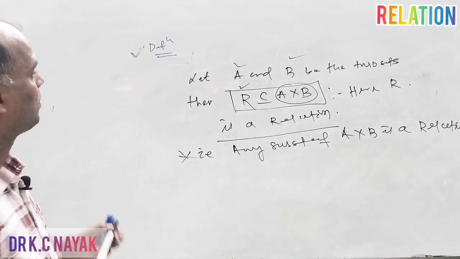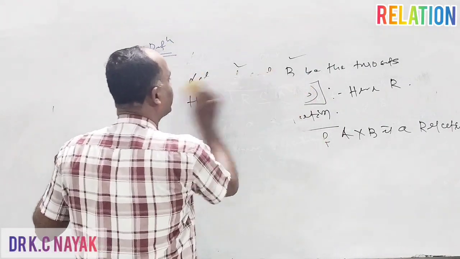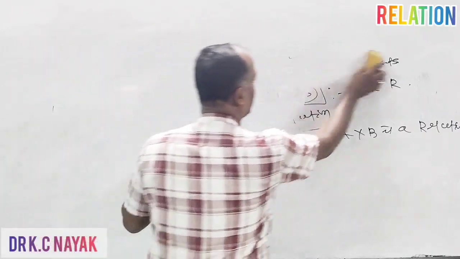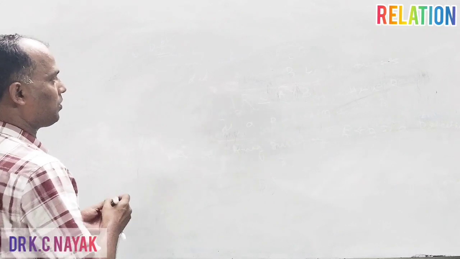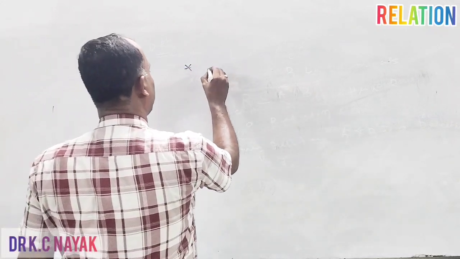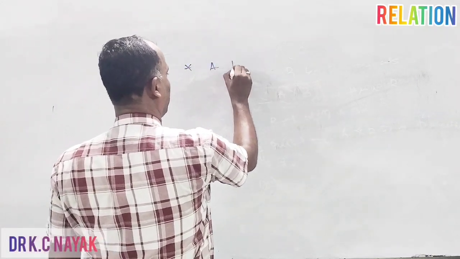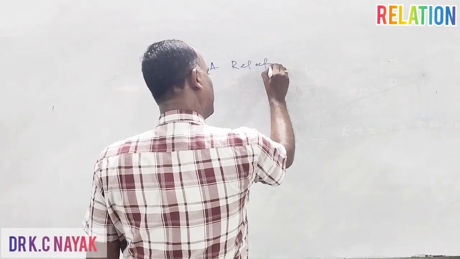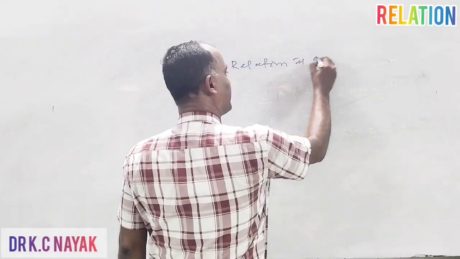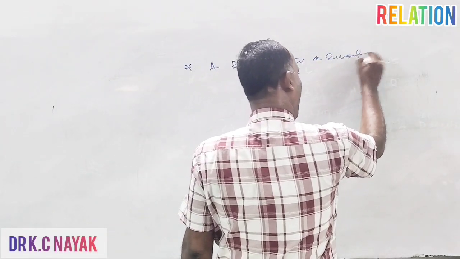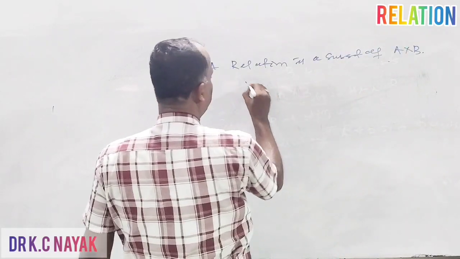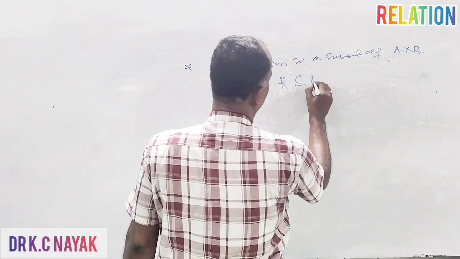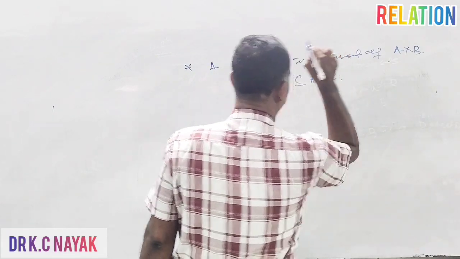So here we finally develop the relation. A relation is a subset of A cross B. That means R is a subset equal to A cross B.